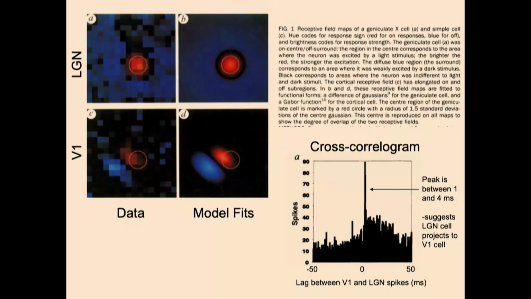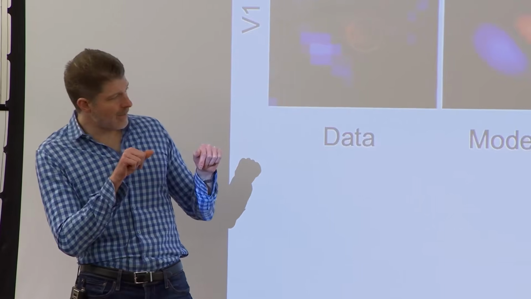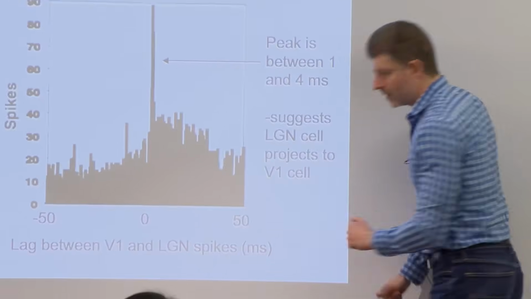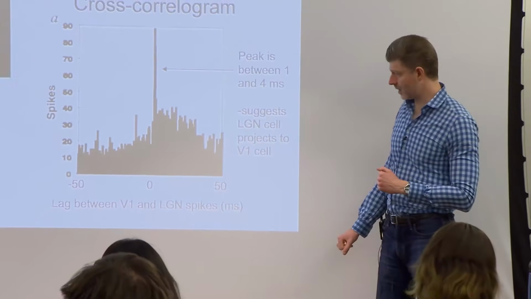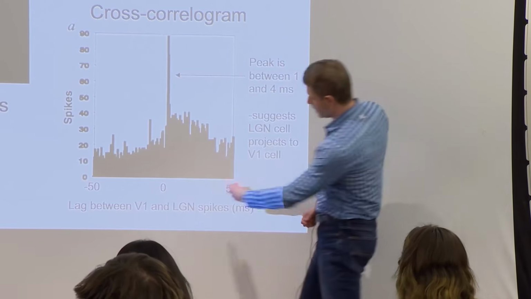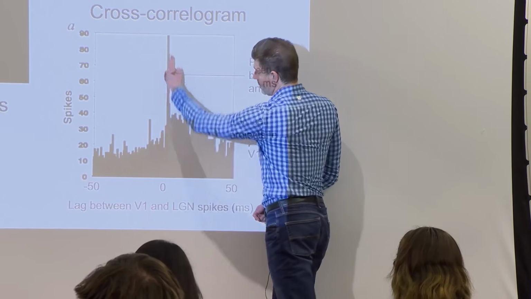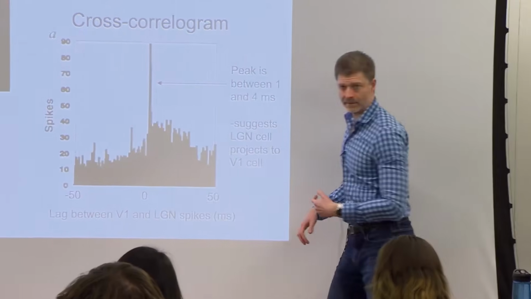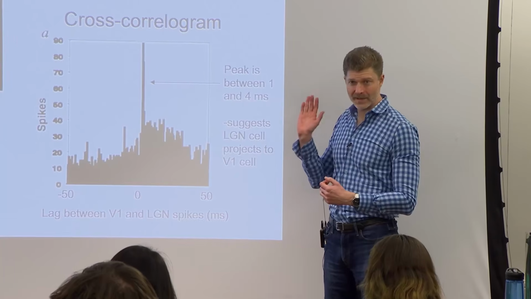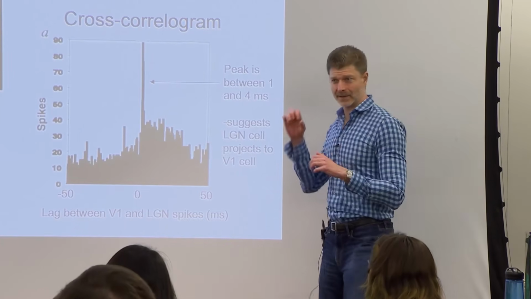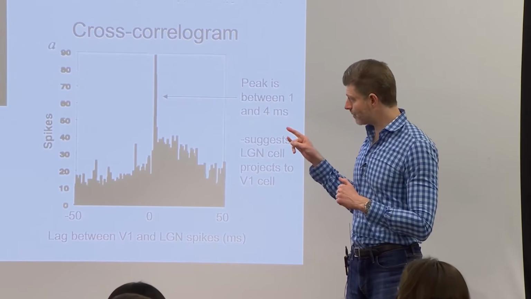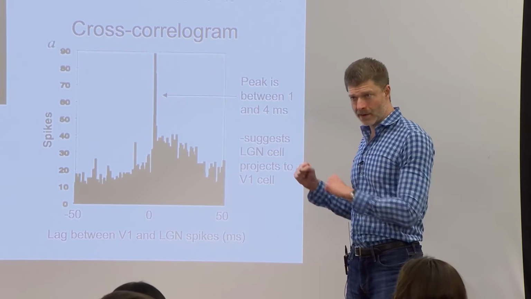What this is, you're recording from these two neurons, and every time you get a pair of spikes, you measure the time lag between the spike in the V1 cell and the spike in the LGN cell. And you just make a histogram of that. Okay? So what does this show us? This is 0 here. And this shows that there's this big peak right after 0, just a millisecond or two after 0. And that provides evidence of what's called a monosynaptic connection, right? That the LGN cell is directly connecting to the cell in V1. So that provides some evidence that one neuron is providing input to the other.